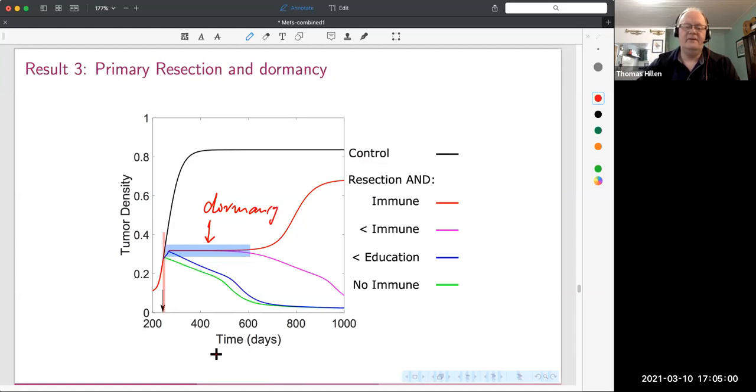You see the time axis is in days. So here the blue bar is between, what is it? It's about 300 days. So it's about a year or so. So you can easily generate a dormancy of a year or longer, depending on the parameter values.